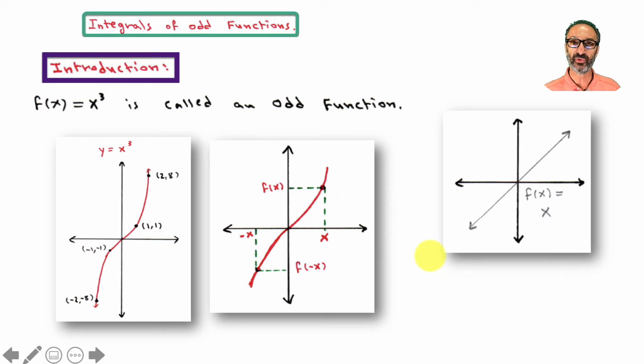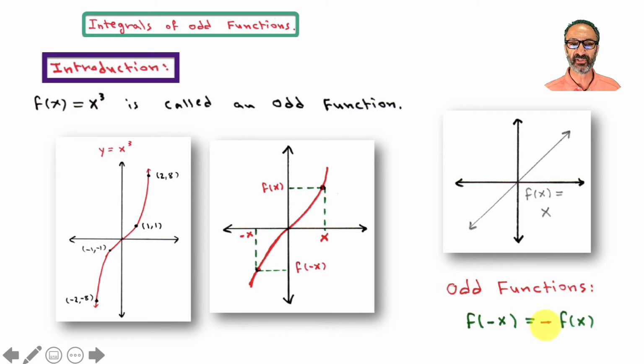They don't always have to be x cubed. This is y equals x, or f of x equals x. Just as simple as that. As long as the symmetry is happening through the origin, we call it an odd function. So to summarize that algebraically, this is what we have. Notice that I wrote the negative sign in red to highlight that f of x and f of negative x are opposite to each other.